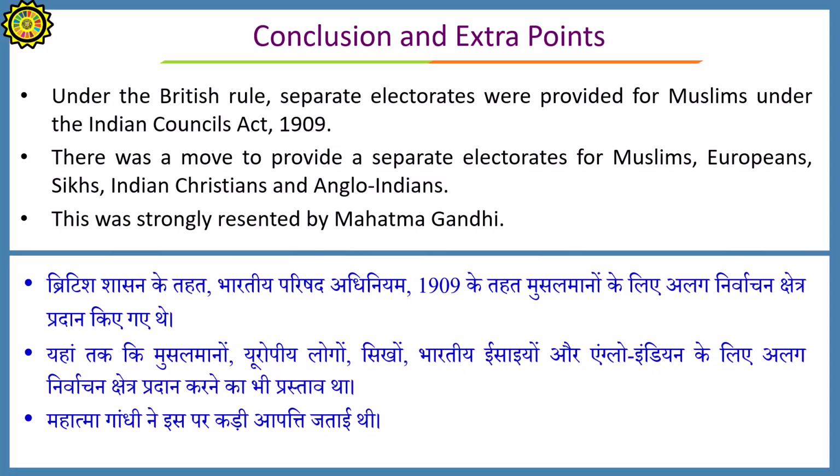Conclusion and extra points. Under the British rule, separate electorates were provided for Muslims under the Indian Councils Act 1909. There was even a move to provide separate electorates for Muslims, Europeans, Sikhs, Indian Christians and Anglo-Indians. This was strongly resented by Mahatma Gandhi.